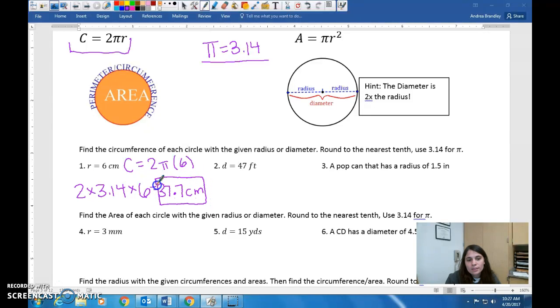Number 2, this time, is giving me a diameter instead of a radius. So just like we talked about up here, if the diameter is 47, the radius is half that. So 47 divided by 2 is 23.5. So I can do 2 times pi, which is 3.14, times the radius, which is 23.5. So 2 times 3.14 times 23.5 rounds to 147.6.